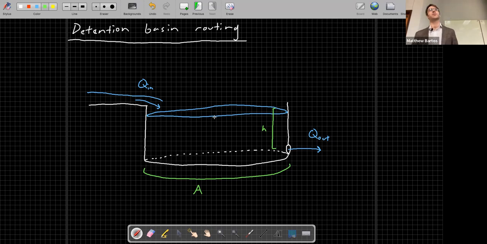Let's look at it just from first principles. Let's apply continuity to this detention basin. What does continuity state again? So that would be continuity if the pond was at steady state, right? So what would it be for the unsteady case?